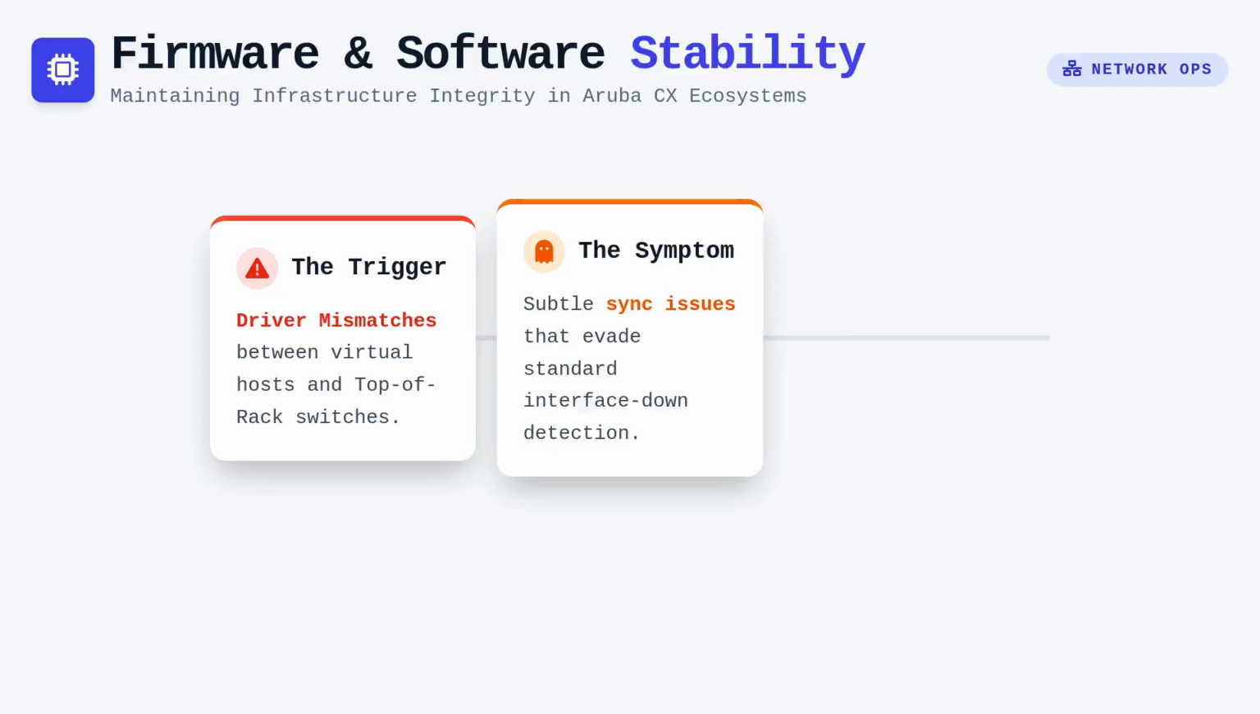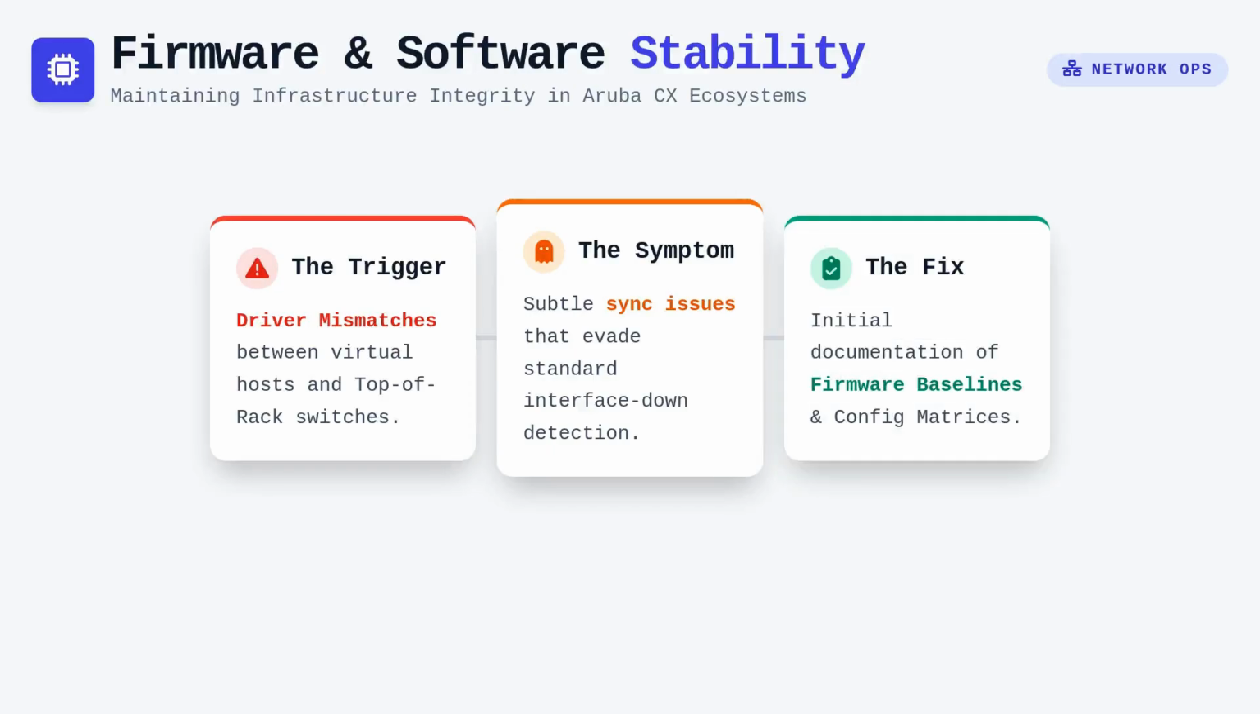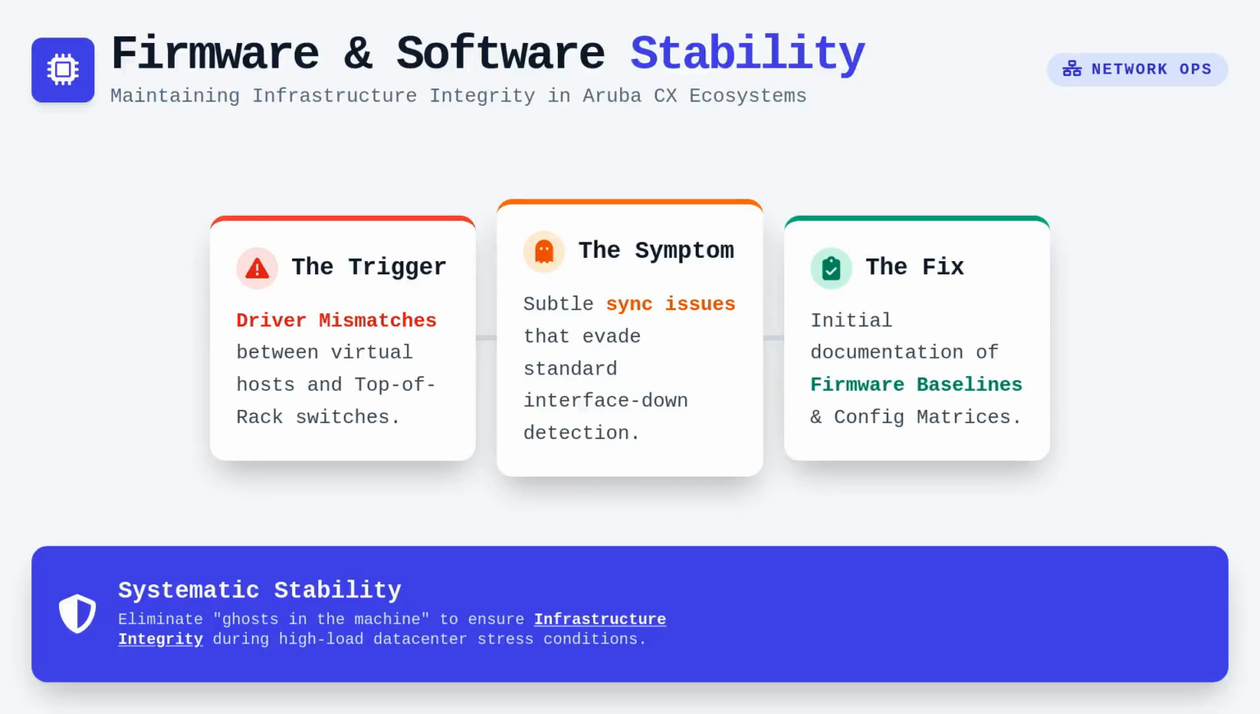Therefore, when documenting your troubleshooting findings, always include the current firmware baselines and configuration matrix version as part of your initial investigation. This systematic approach confirms that you are not chasing ghosts in the machine while ignoring obvious configuration discrepancies that could be resolved with a simple update or patch application. Following these rigorous steps ensures that your infrastructure maintains its integrity even under the pressure of the rigorous stress conditions often encountered in high-load, modern data centers.